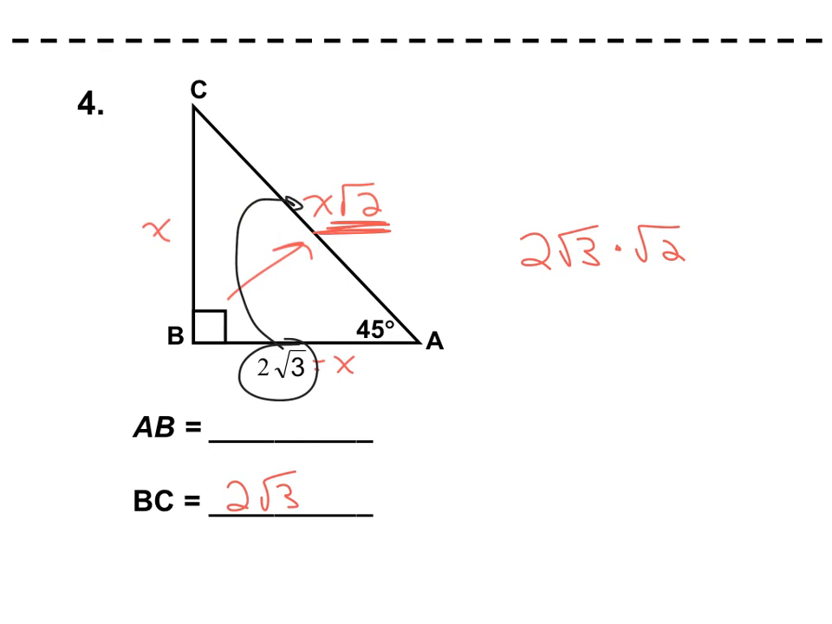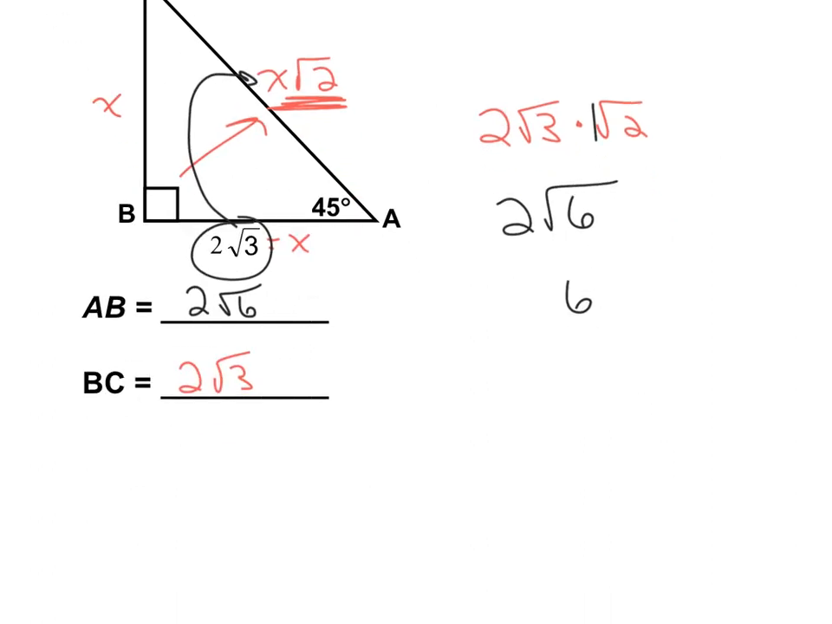Now we've got this multiplying radicals business going on again. Well, I still have 2 times 1, so I get 2 on the outside, but it's the square root of 3 times 2, which is 6. Now 6 also cannot be simplified, so my AB answer is 2 square roots of 6. Just so you know, if I take 6 out, I can divide it by 2 and get 3, and they're both primes, and there's no matches.